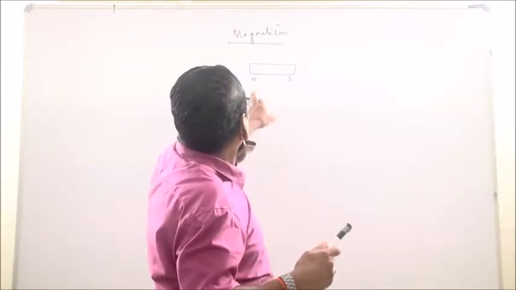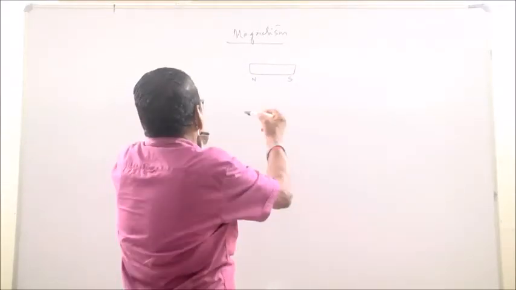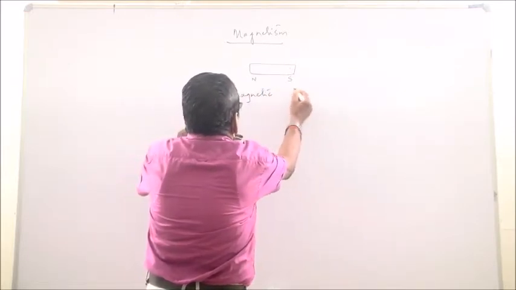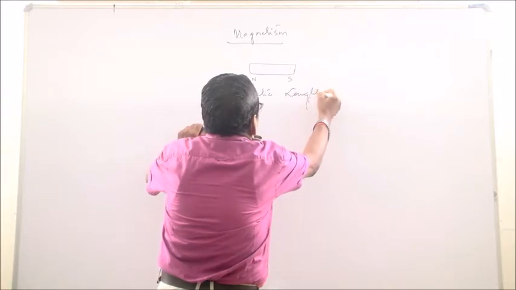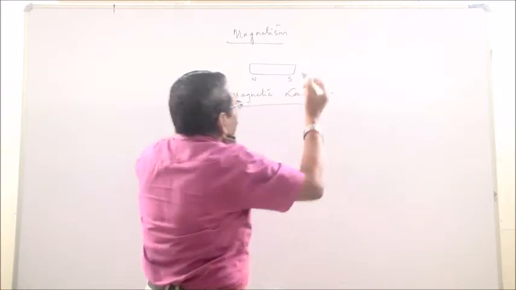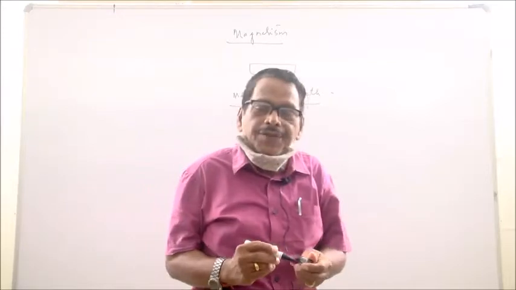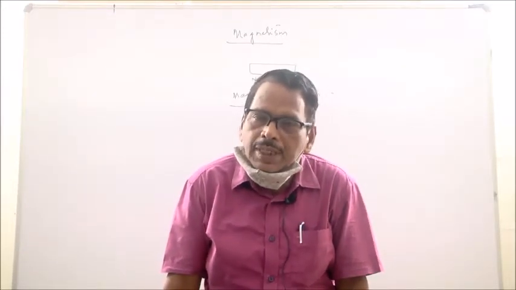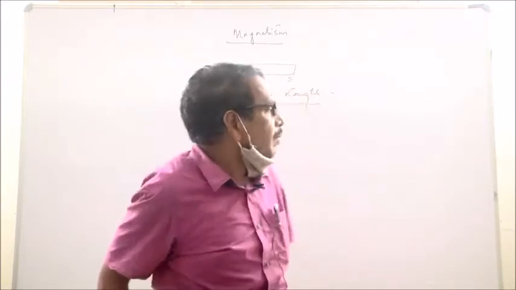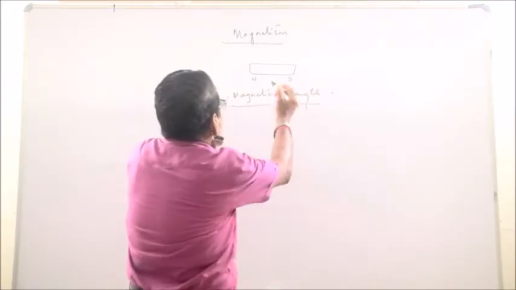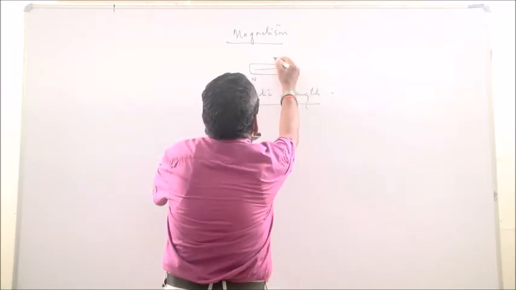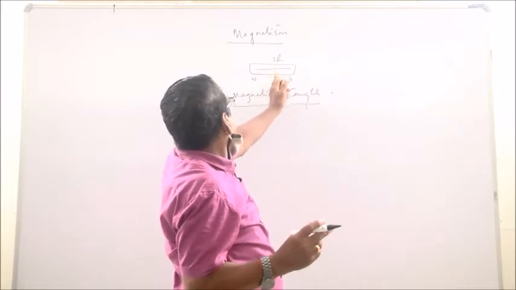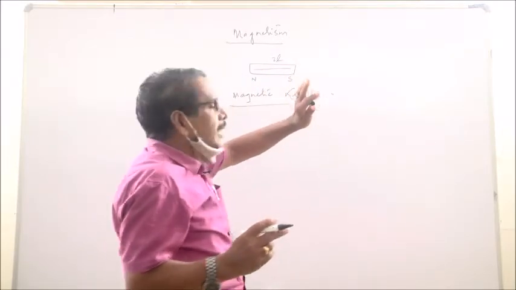So then what is magnetic length? Magnetic length of a magnet is defined as the distance between the two poles of the magnet. It is normally denoted by 2L. This distance is denoted by 2L: L from the center towards N, L from the center towards S, total 2L, the magnetic length.